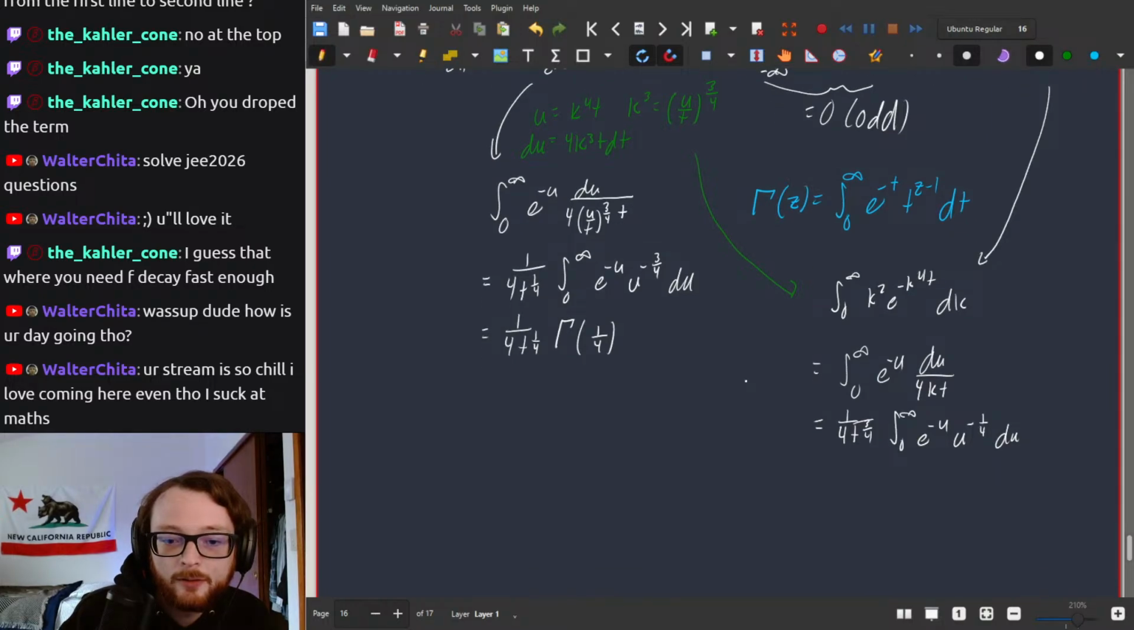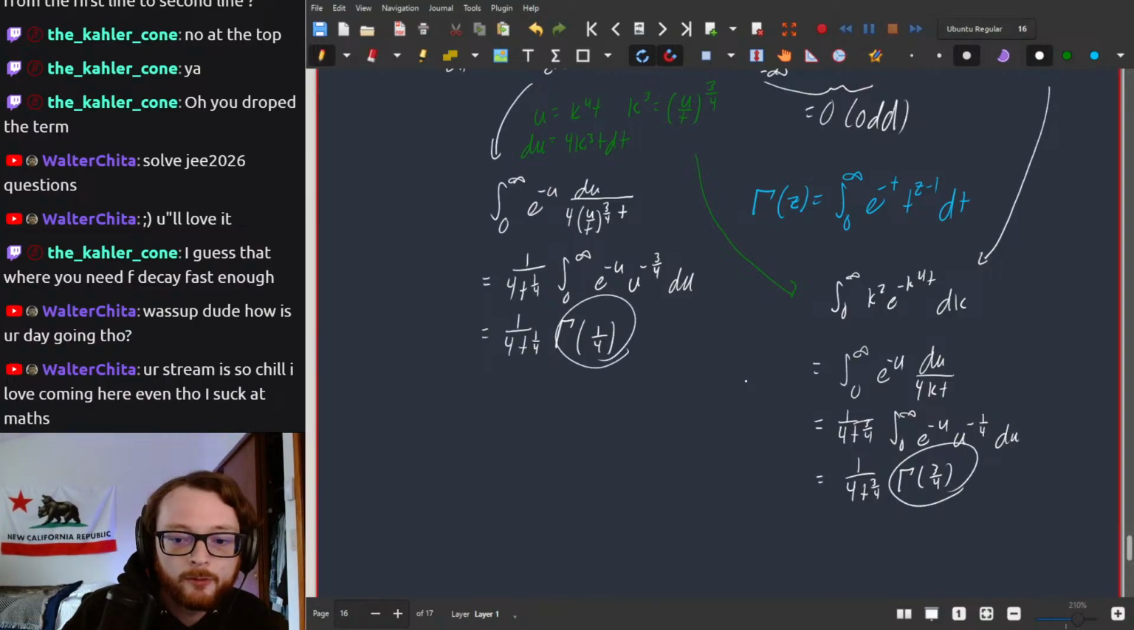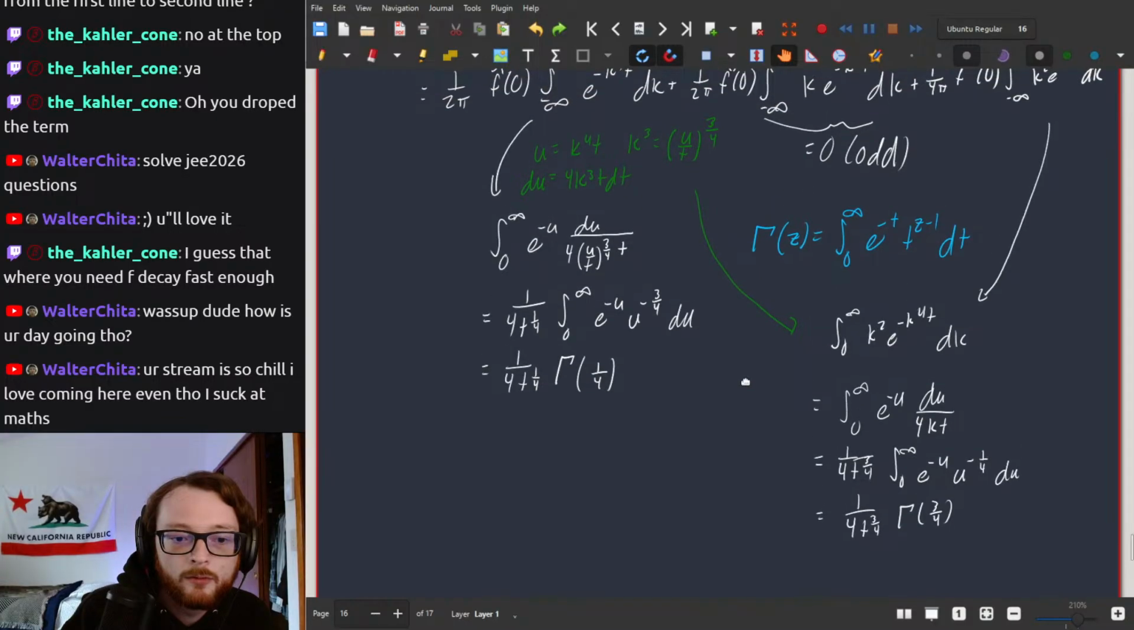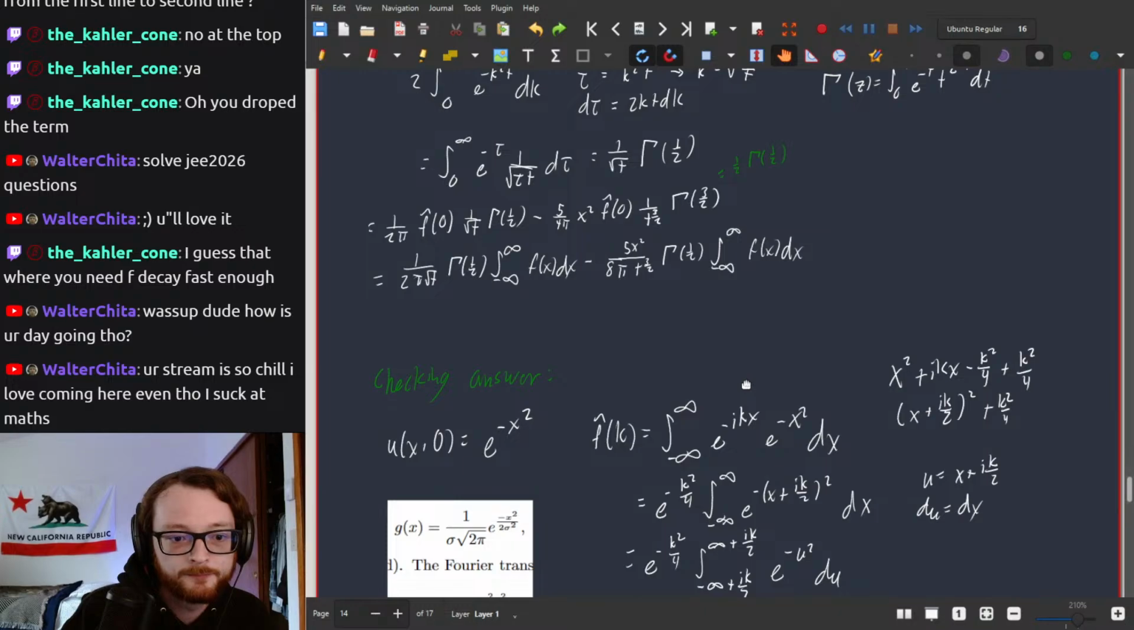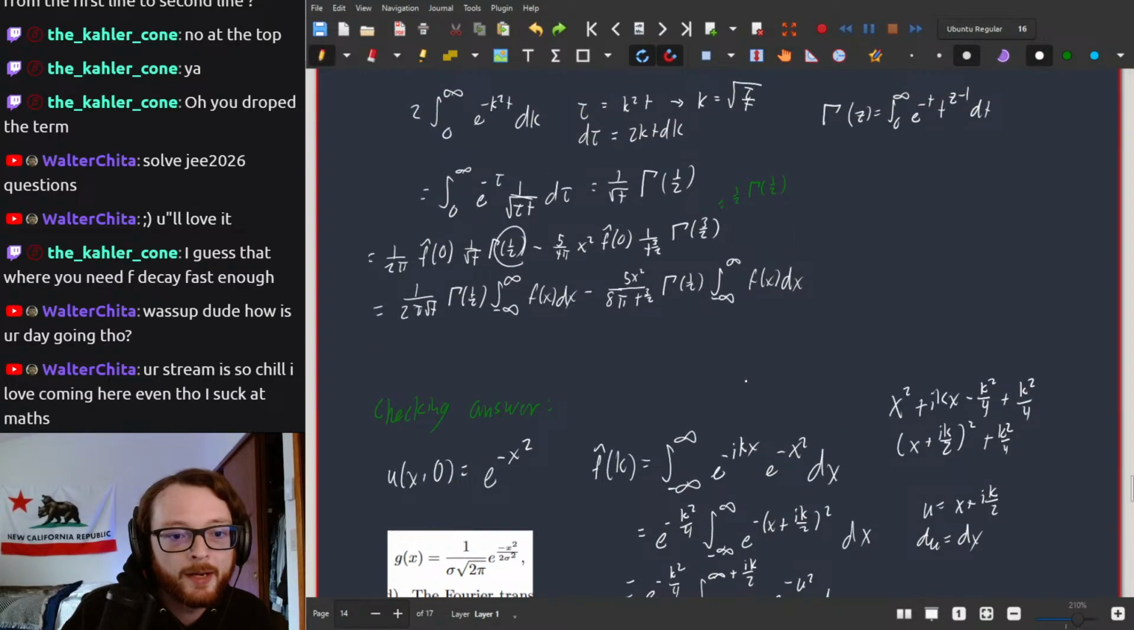Then we have gamma again. But this time, if it's negative 1/4 there, then that z must be 3/4. And I don't think we can relate gamma of 3/4 to gamma of 1/4. In the problem before, I happened to have gamma of 1/2 and 3/2. So I wrote the 3/2 in terms of gamma of 1/2, but they're not separated by 1 this time.